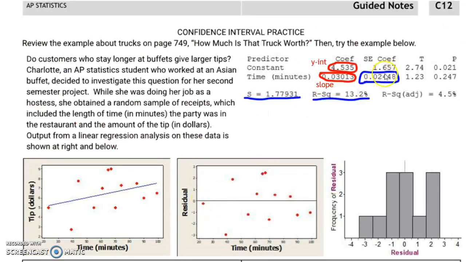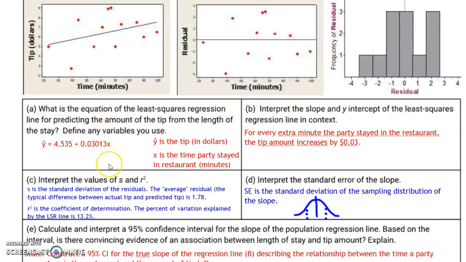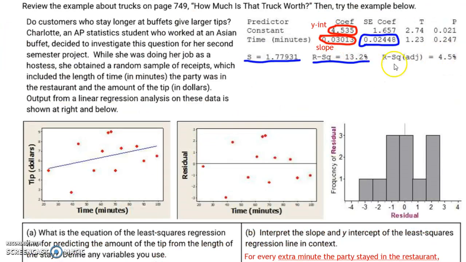That's the value of s, which is found here. And then r squared is the coefficient of determination. It answers the question, what percent of the variation is explained by the LSR line? What percent of the variation is explained by using this x variable to predict the y variable? So that might be another way to interpret it. And of course, that's here, 13.2%.